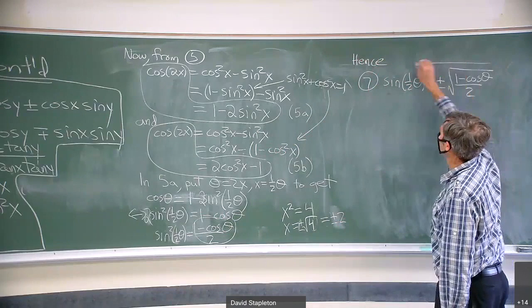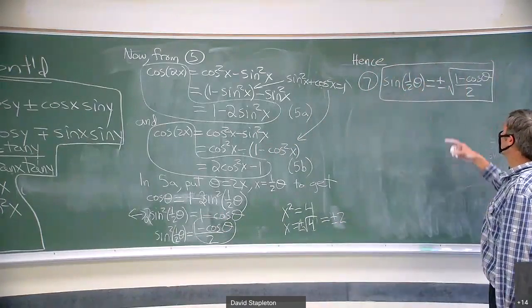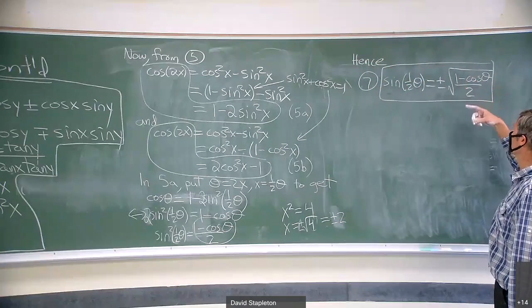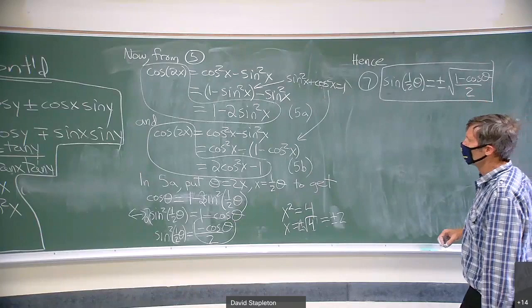There's equation 7, a half angle identity. Sine of 1/2 an angle is plus or minus the square root of 1 minus the cosine of the whole angle over 2.